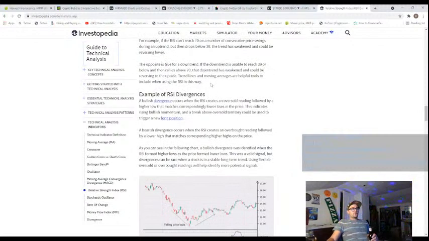The opposite is true for a downtrend. If the downtrend is unable to reach 30 or below and then rallies above 70, that downtrend is weakened and could be reversing to the upside. So if you have a whole bunch of chop around like 28, 25, 26 on the trend line, and then it shoots up to 40 and then it's consolidating and then gets up to like 42. You know, I like to get above 40. They say 30. I'm going to go with 40.